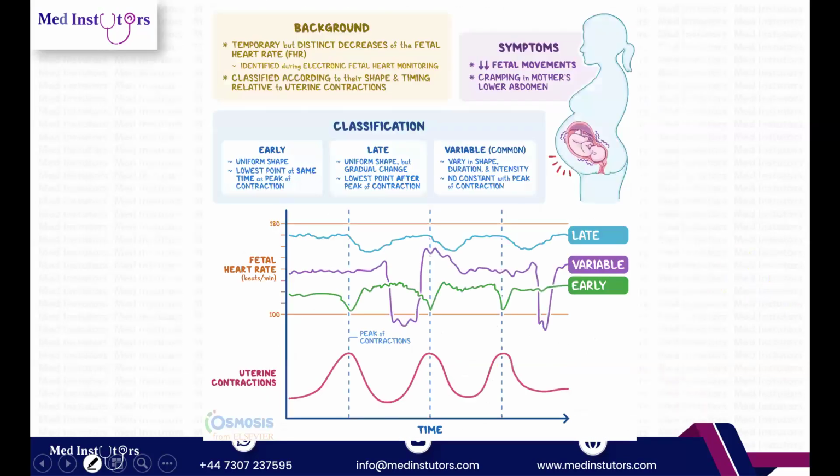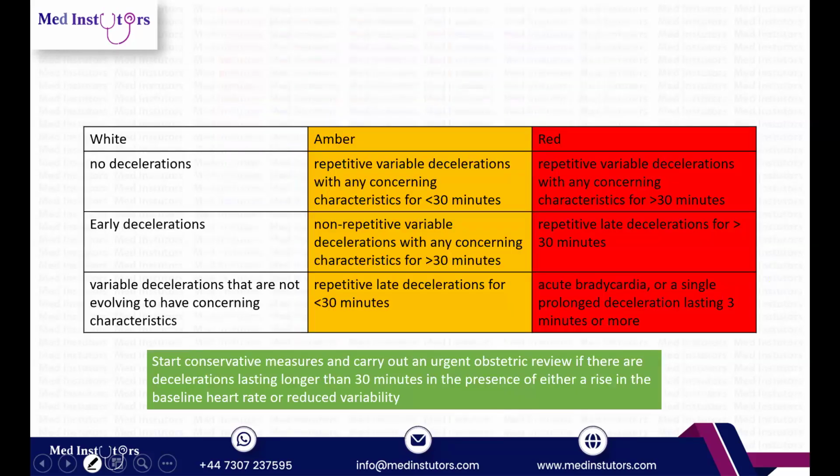This is just another example of classification: early, late, and variable. Now, here there are features that are important, and I want you all to pay attention. White is when there are no decelerations or when there are early decelerations. As I told you, presence of early decelerations is not always scary.